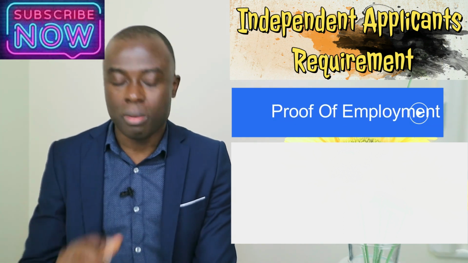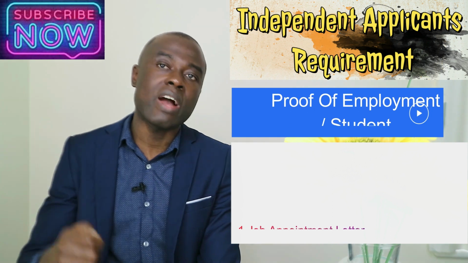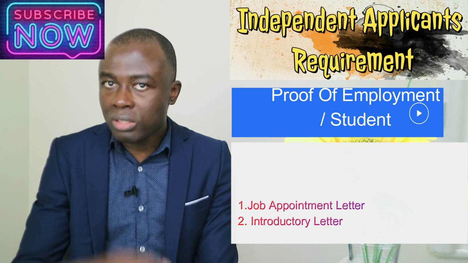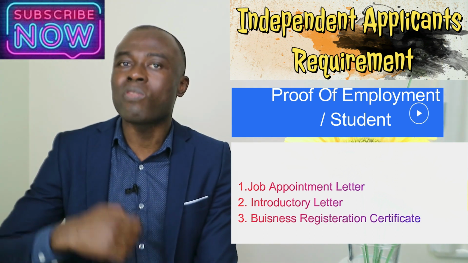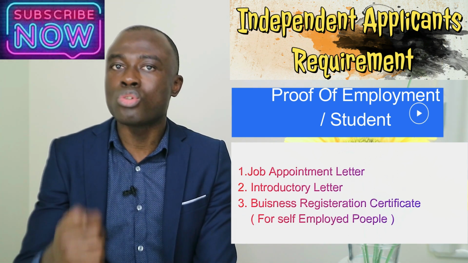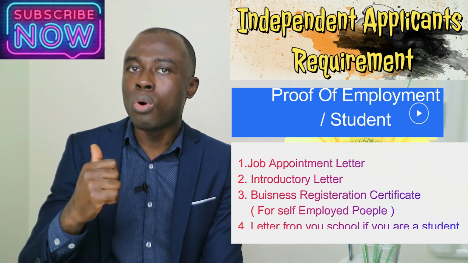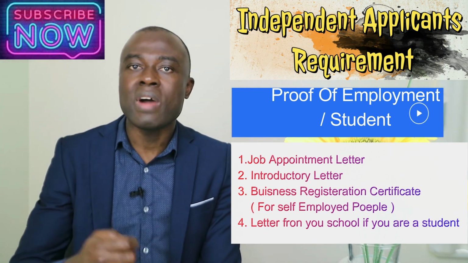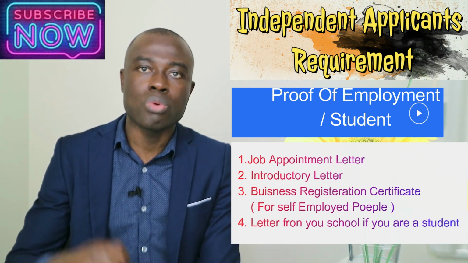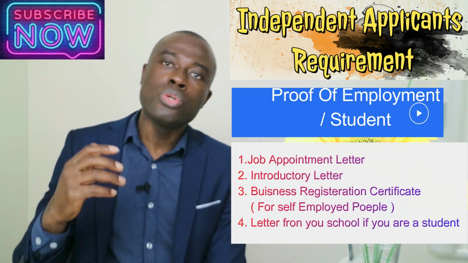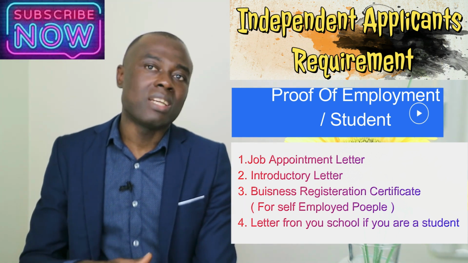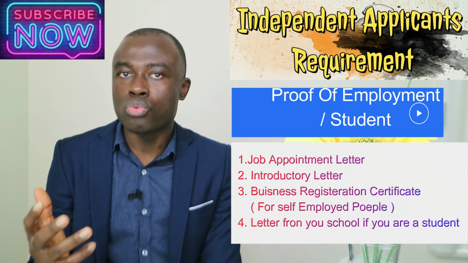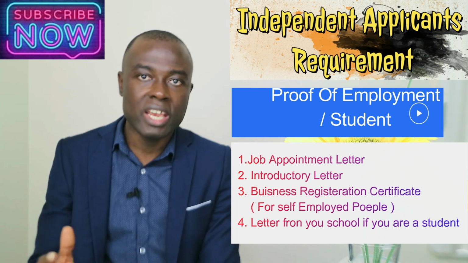Now, the proof of employment first, you have to provide an appointment letter. And guys, remember, you are providing all these things to convince the UK government that you will return to your home country when you come to the UK. So you have to provide an appointment letter to show that yes, you are employed in your home country. You also have to provide what we call an introductory letter from the HR of the place that you work. So the company that you work for, you have an HR there.